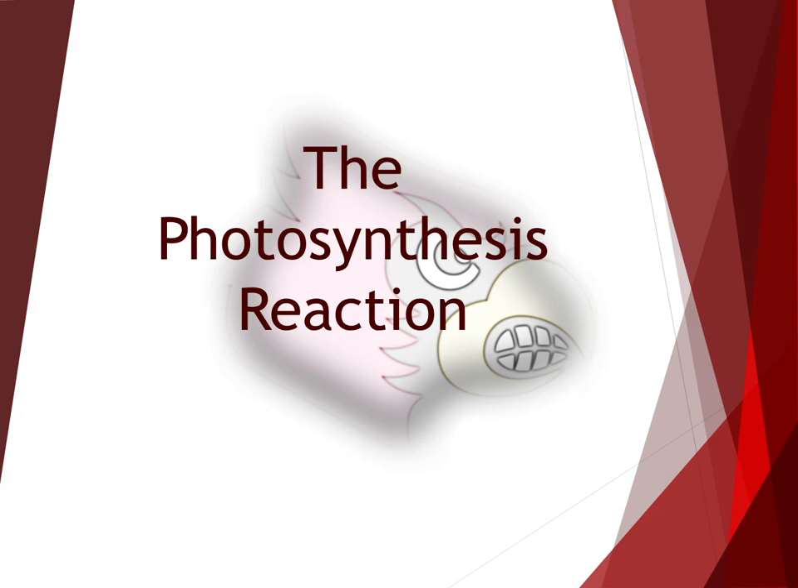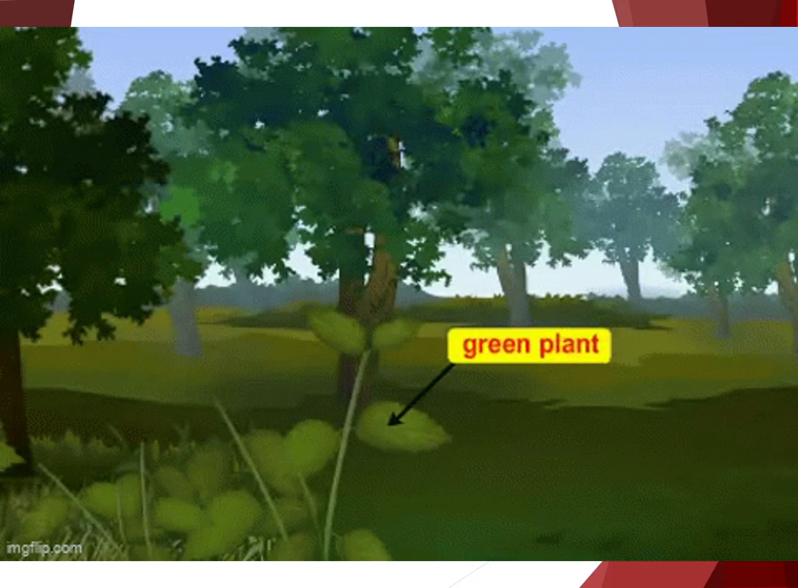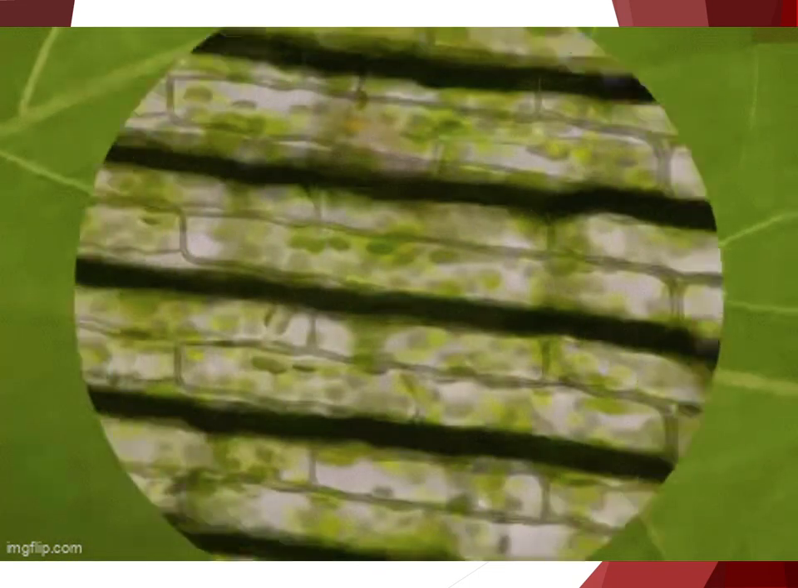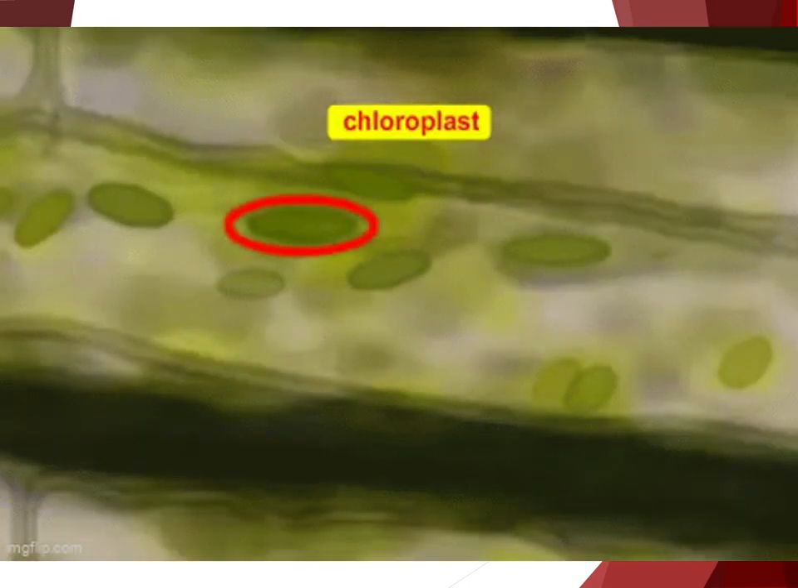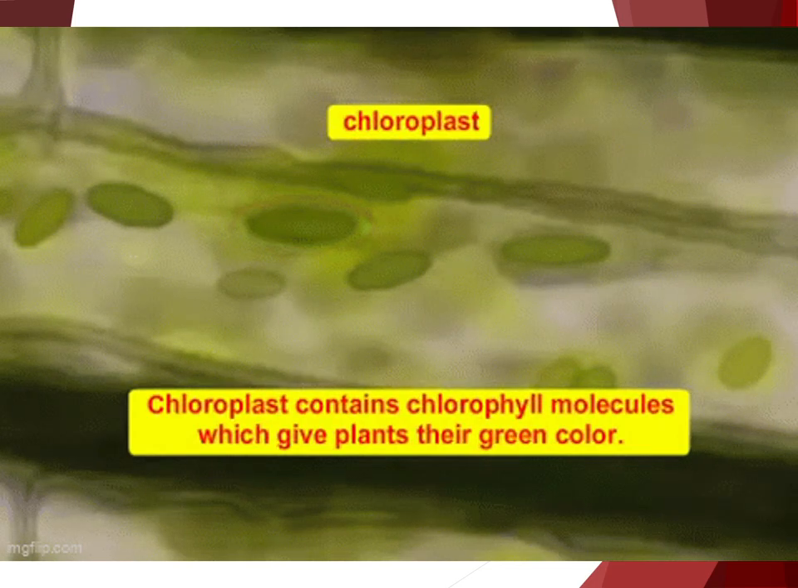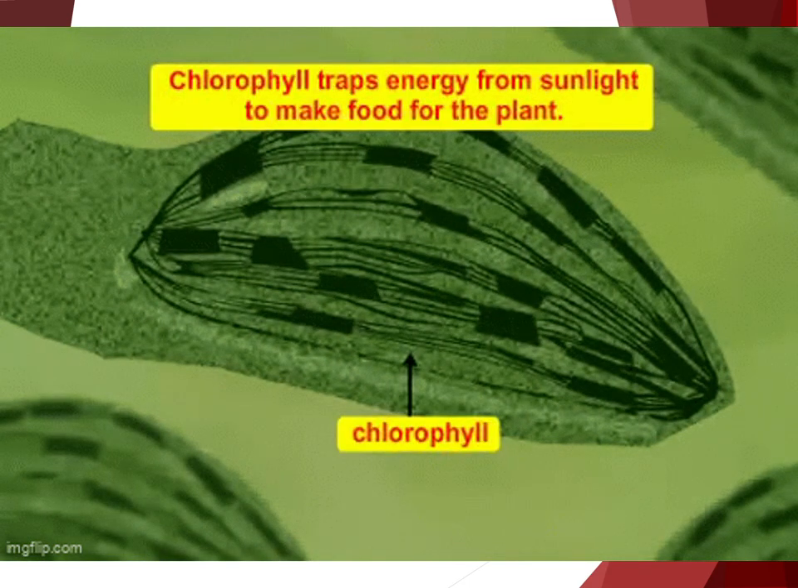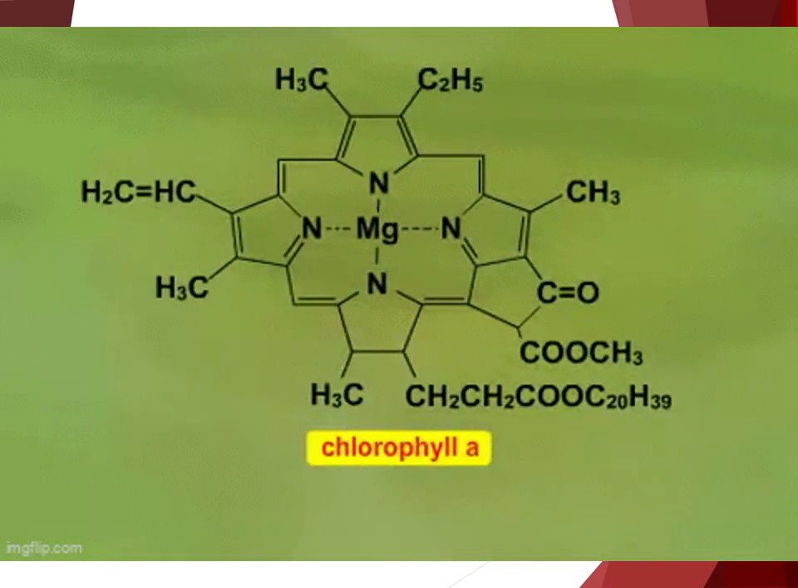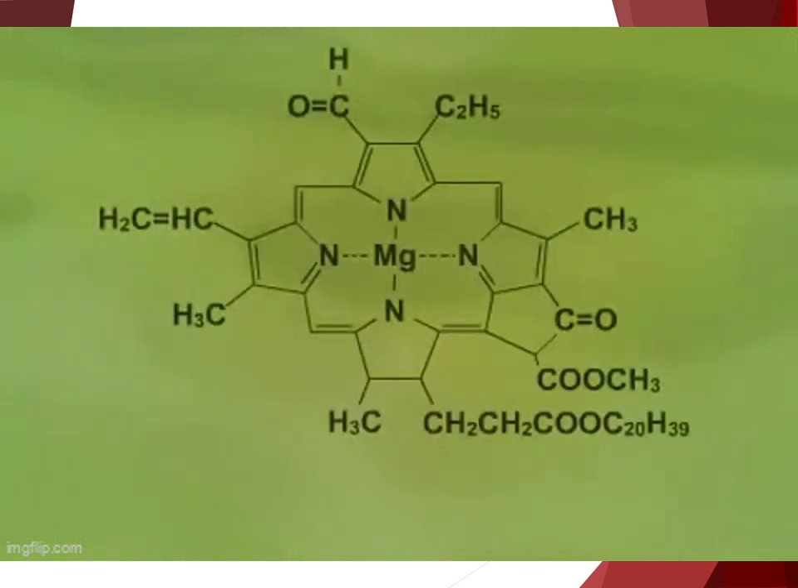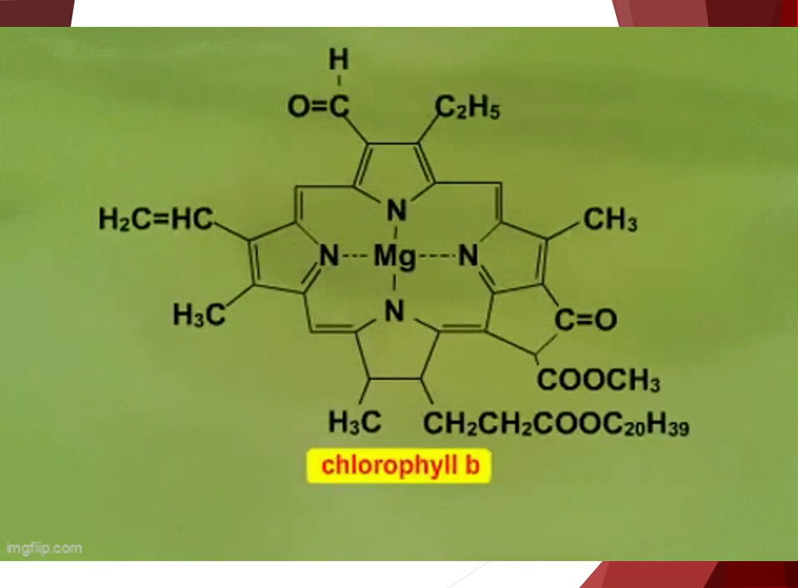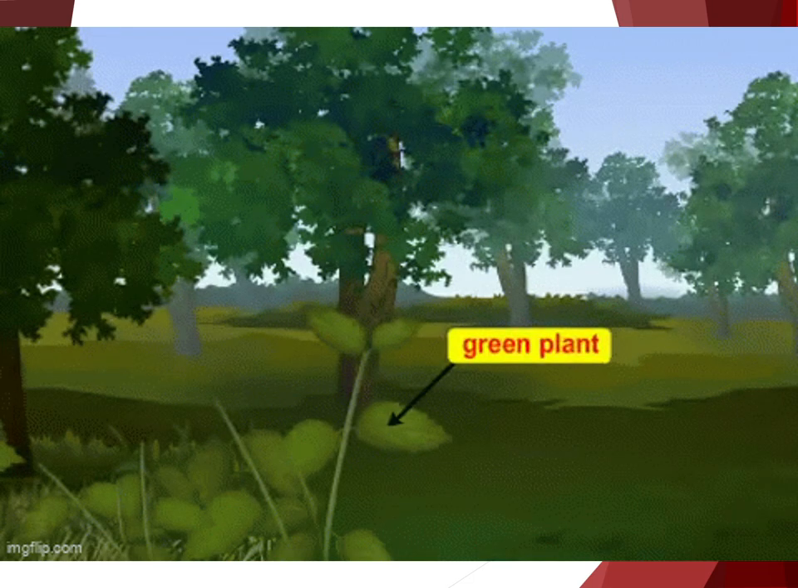Next main idea, the photosynthesis reaction. Like many chemical reactions, photosynthesis begins with a set of reactants, in this case, water and carbon dioxide, and uses energy to convert them into products, in this case, sugar and oxygen. Photosynthesis is therefore an endothermic or energy absorbing reaction. The energy for photosynthesis comes from sunlight.